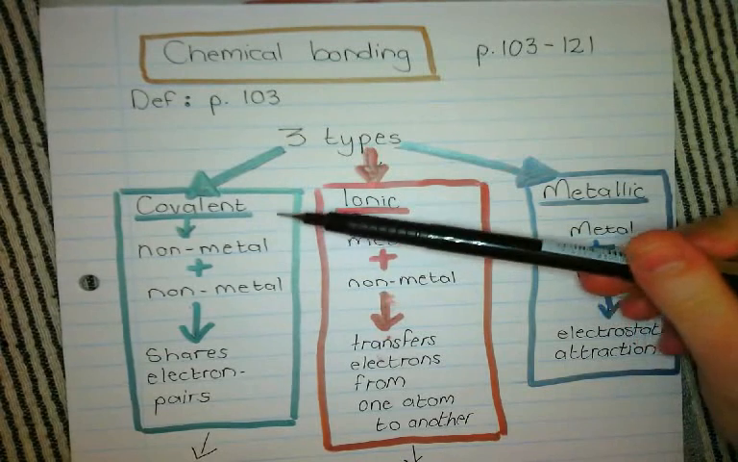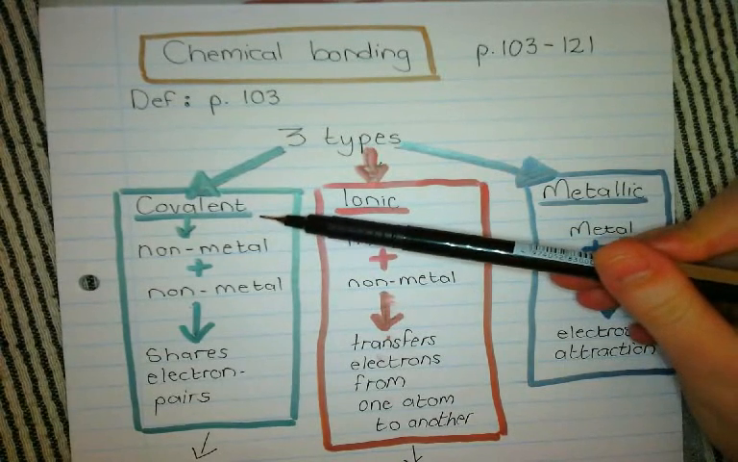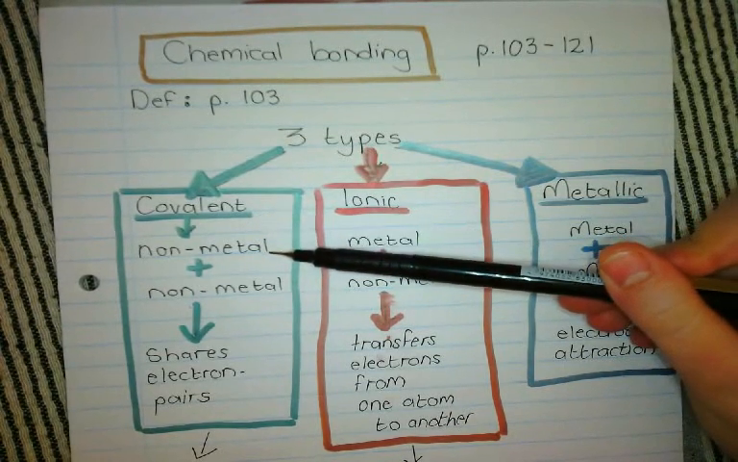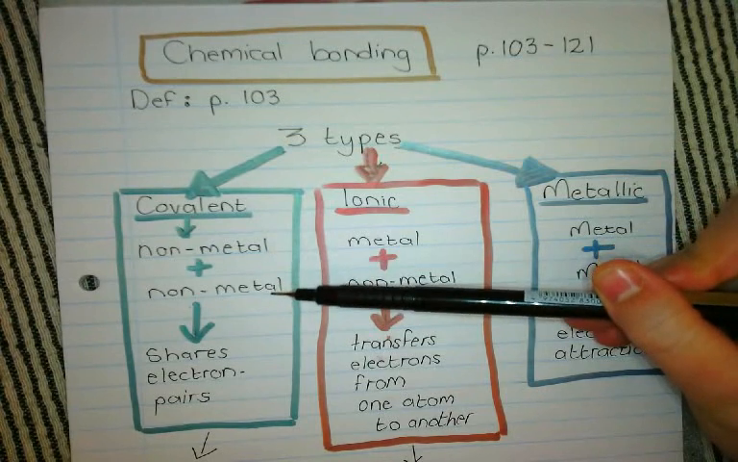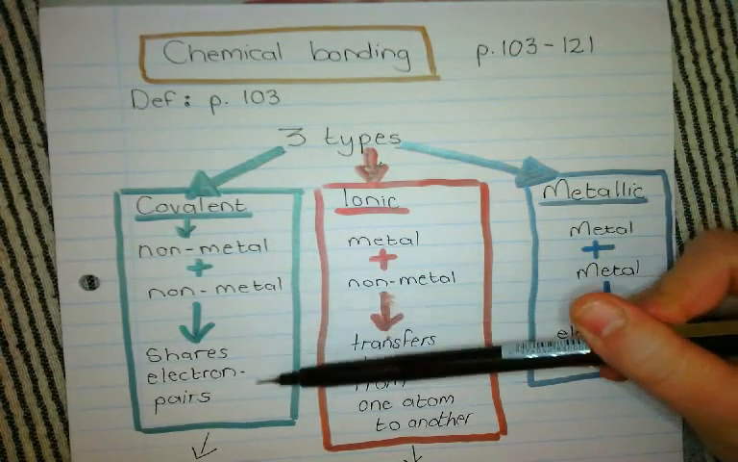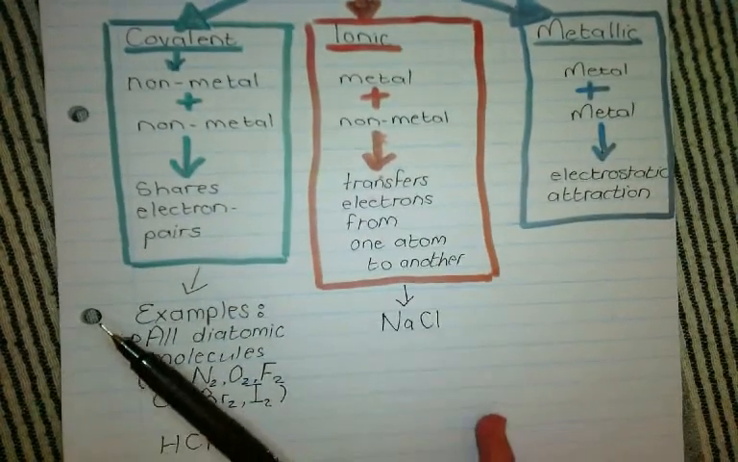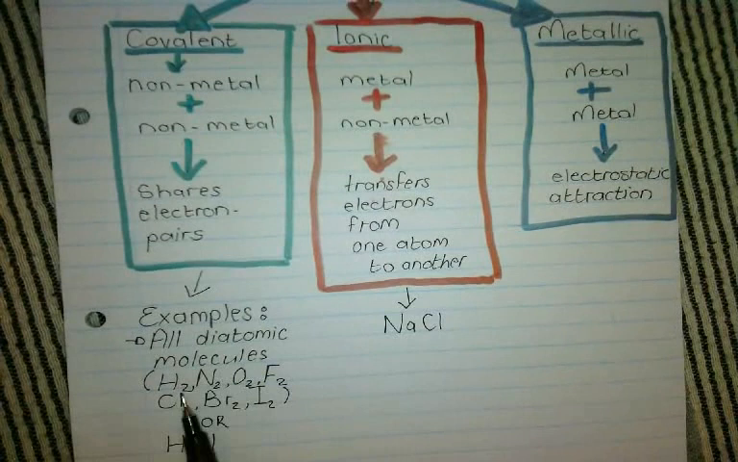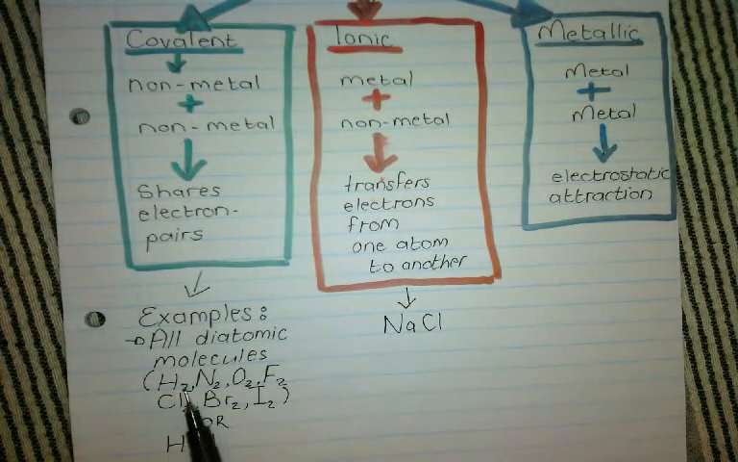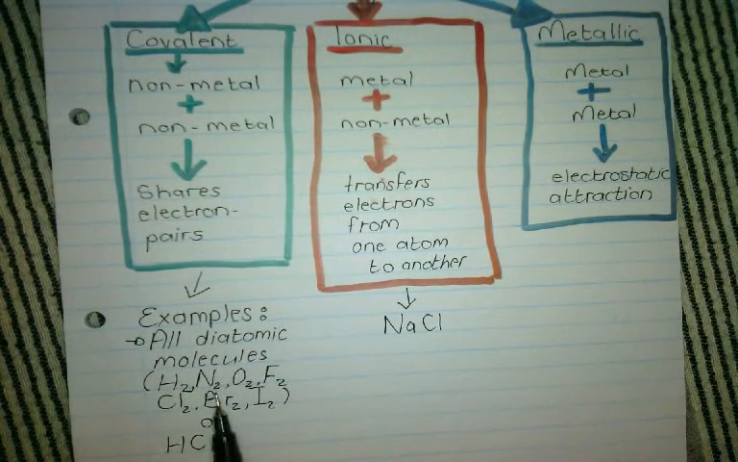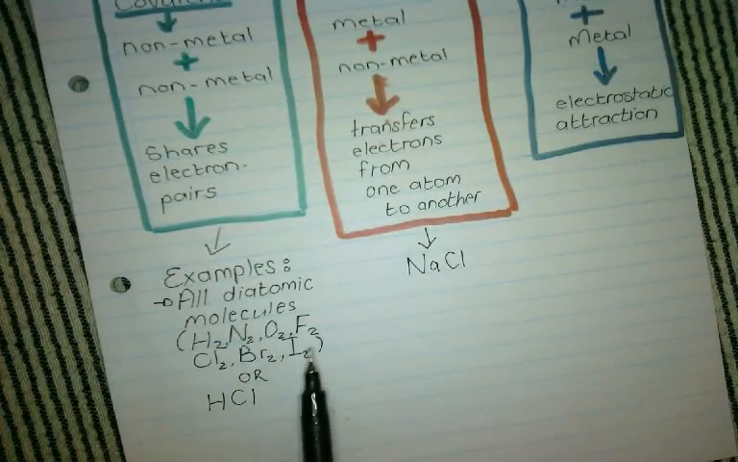So the first one is called a covalent bond. That is when I have a non-metal and a non-metal that bonds. Okay, and they will share electron pairs. Example of that is all the diatomic molecules. For instance, hydrogen. Hydrogen is H2, so it means that it's one hydrogen atom that will bind with another hydrogen atom. And the same with nitrogen, oxygen, fluorine.